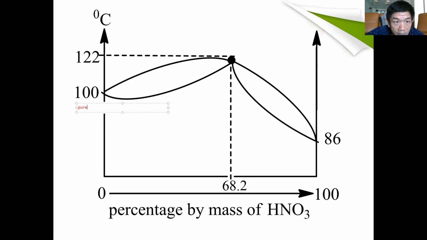Okay, pure water. Whereas this is the boiling point for pure nitric acid. Okay, and this is the azeotropic mixture. You must label it, please.